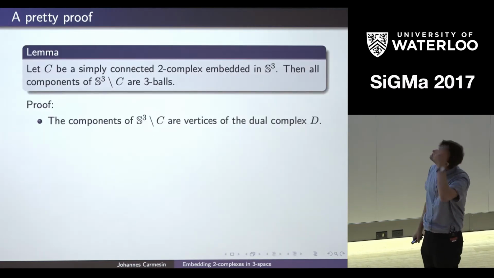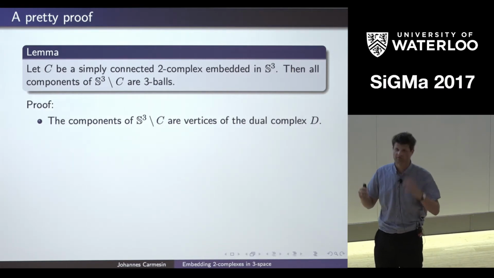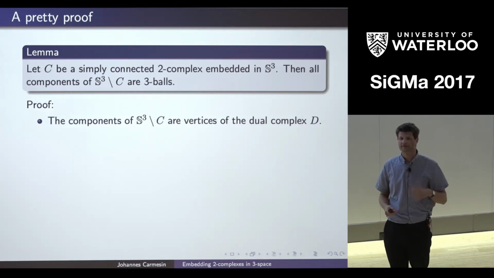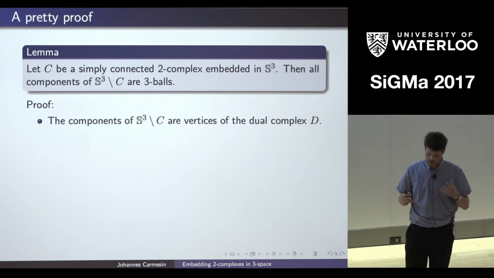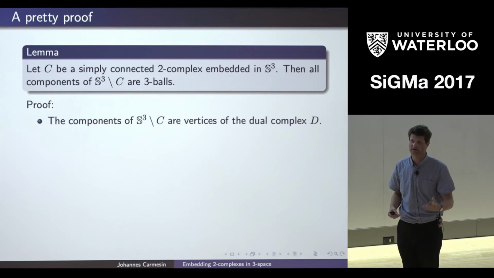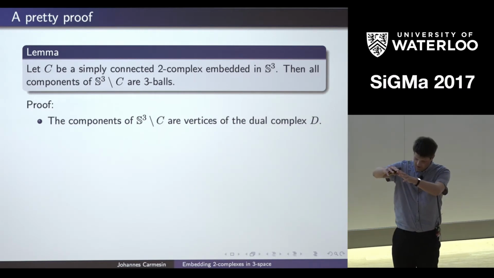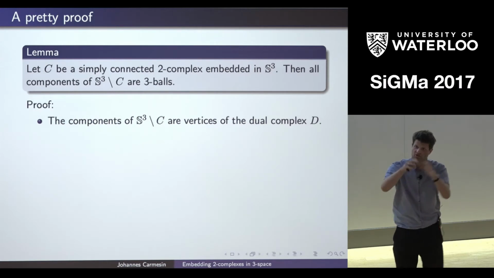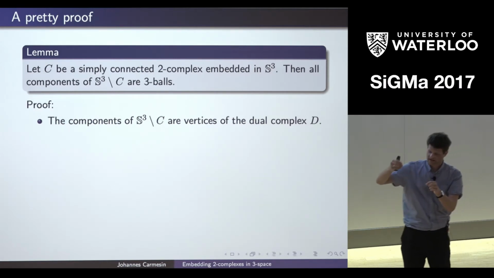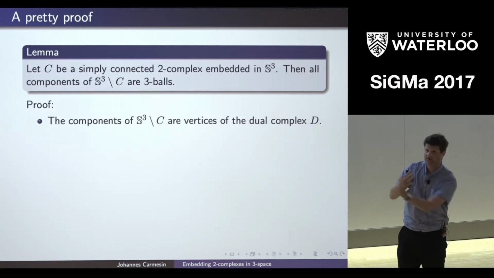Right, so how do we do the proof? For the proof, we need the dual complex of an embedded complex. We already defined the dual graph of an embedding. How do we define the dual complex? We define the dual graph by taking one vertex for each component of the embedding and taking one edge for every face of the embedding between the two components that contain that face.